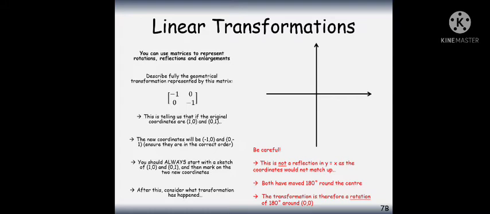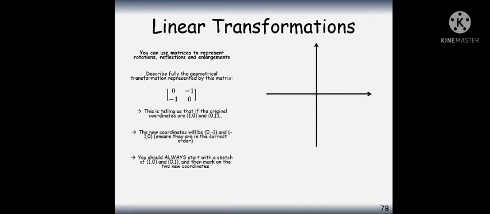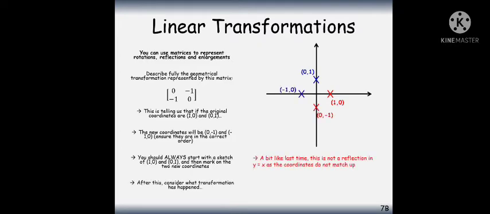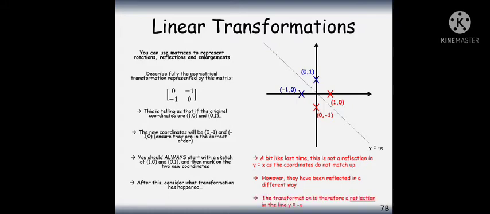Okay, the marks. So, looking at this one then: 0, minus 1, minus 1, 0. So we'll start with the i and j base vectors. Pretty explicit this now. And a bit like last time, this is not a reflection in y equals x as the coordinates don't match up. However, they've been reflected in a different way, and this time y equals minus x. So this is therefore a reflection in the line y equals minus x. Hopefully this is very explicit from GCSE.